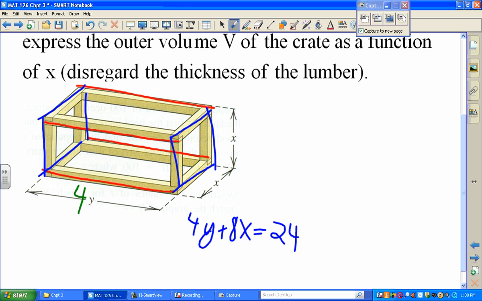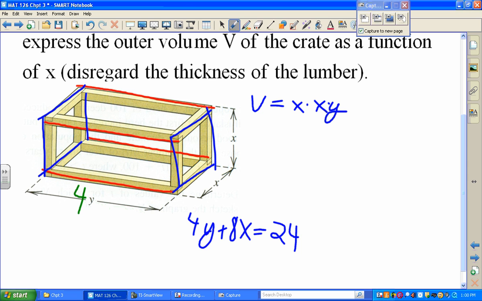Express the volume of the crate as a function of X. The volume, how do you find the volume of a crate? It says disregard the thickness. Yeah. Length times width times height or something along those lines. Oh, we did one like this. This reminds me of the rectangular fence problem, right? Divided into 3 equal lengths.